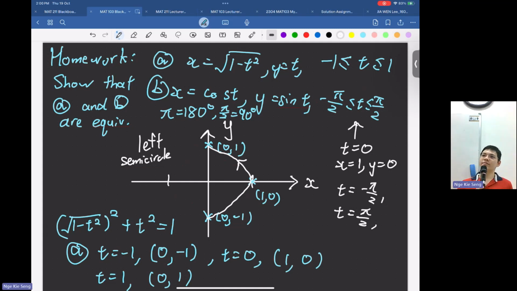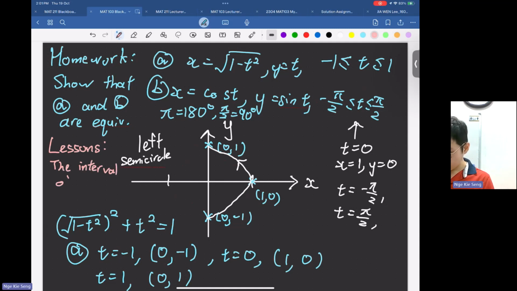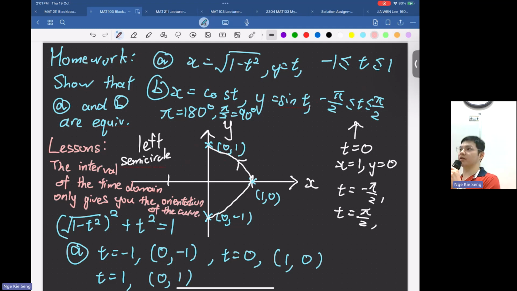Any question? So what I want to say is, the lesson of the day is: the interval of the domain, the time domain, only gives you the orientation of the curve. Only the orientation of the curve.